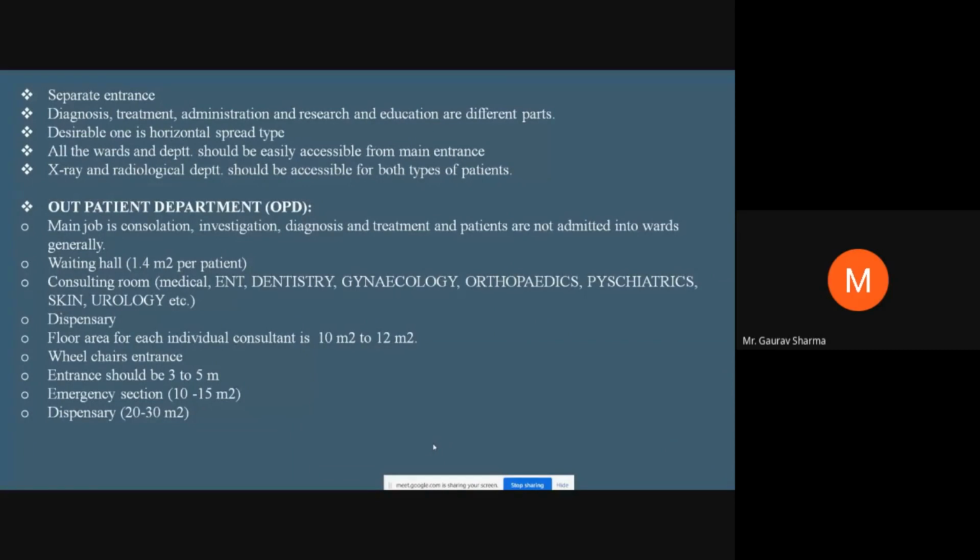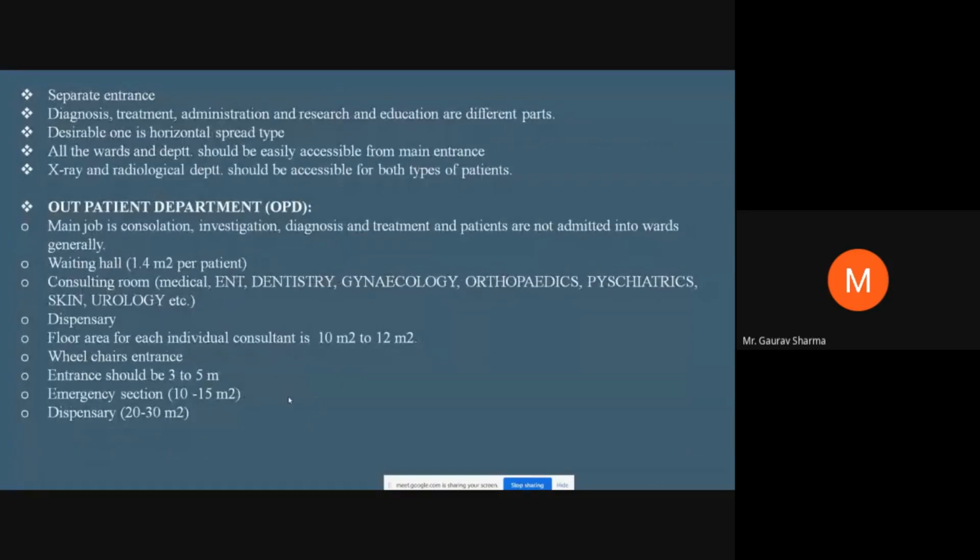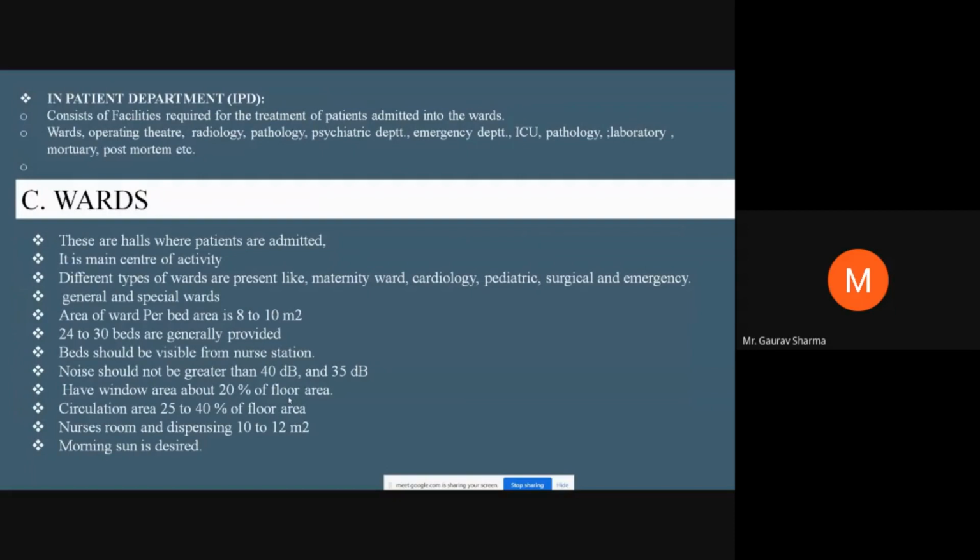The emergency section within this OPD should have an area of 10 to 15 square meters, and the dispensary unit that I discussed earlier, where we keep the medicines, should have a separate area of 20 to 30 square meters. So those are all the specifications related to this OPD, and we have some more specifications related to the inpatient department.